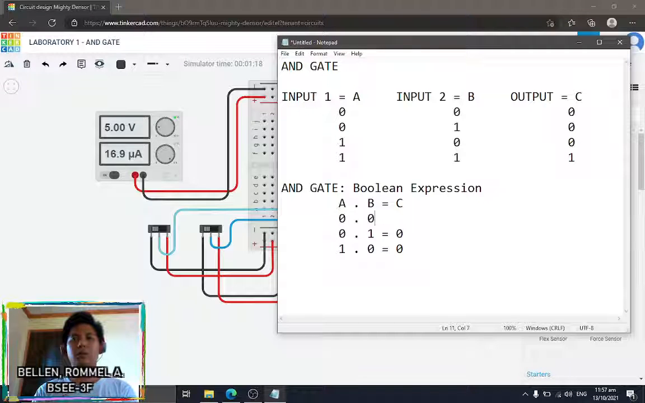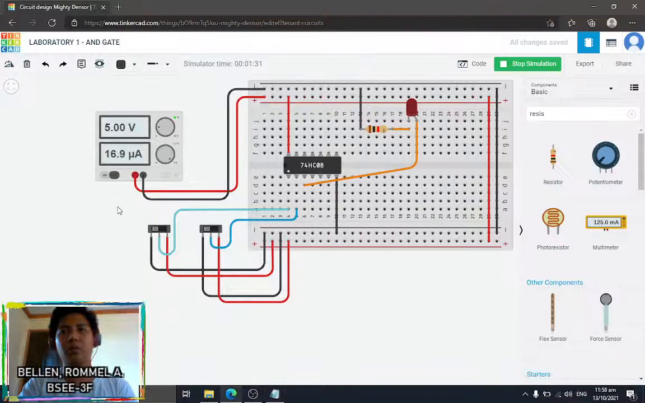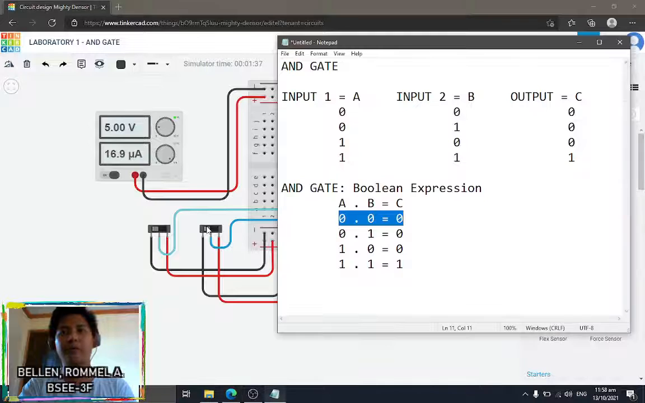Okay, 0 times 0 equals of course 0. And 1 times 1, that is the 1 time we'll get the 1. Okay, so let's try the first one, 0, 0. There's no light for the LED here. Okay, both the inputs are at 0 or the off state.